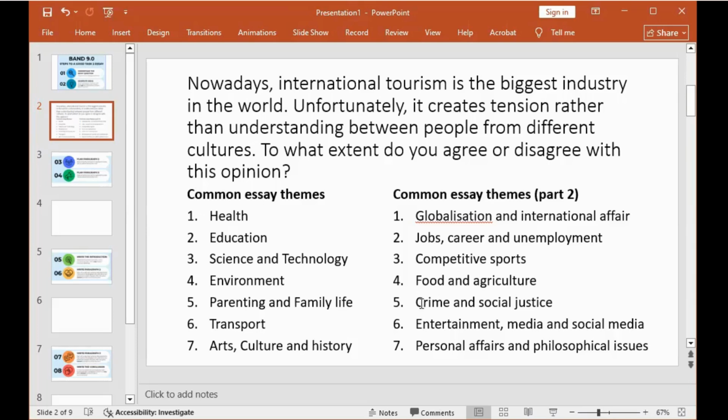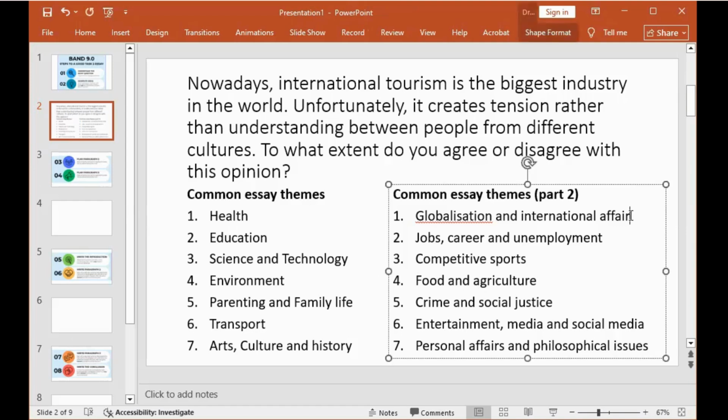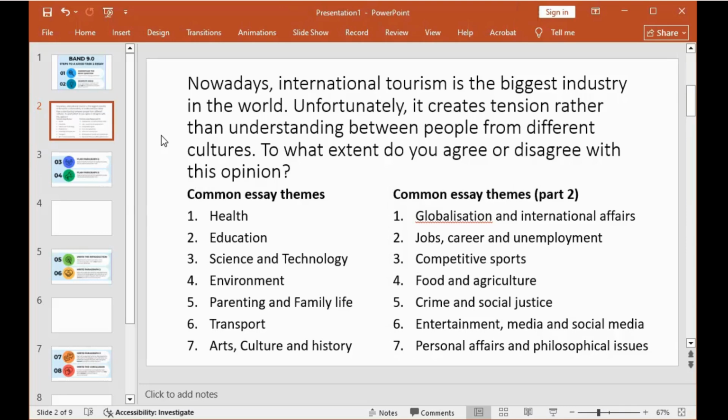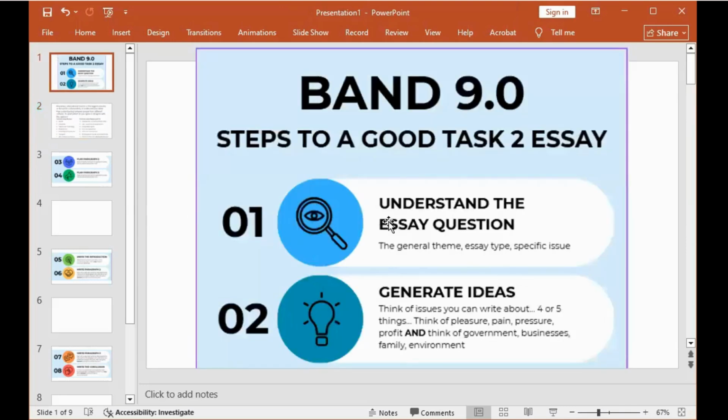Is tourism on this list? Okay, there's no tourism. Let me see. There should be tourism somewhere on this list. Okay, I did not include it. So it falls under tourism, then it also falls under international affairs. International affairs, number one here. So you must be able to figure out the general theme.